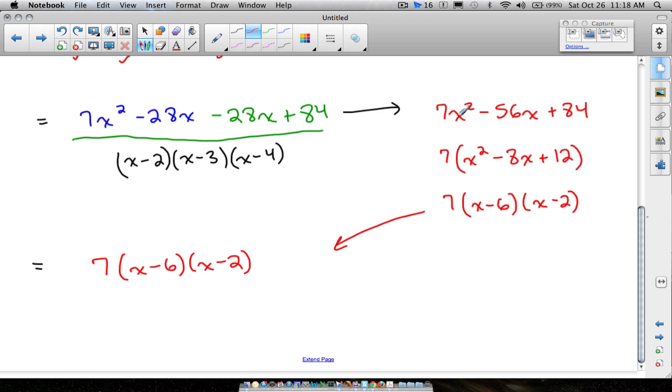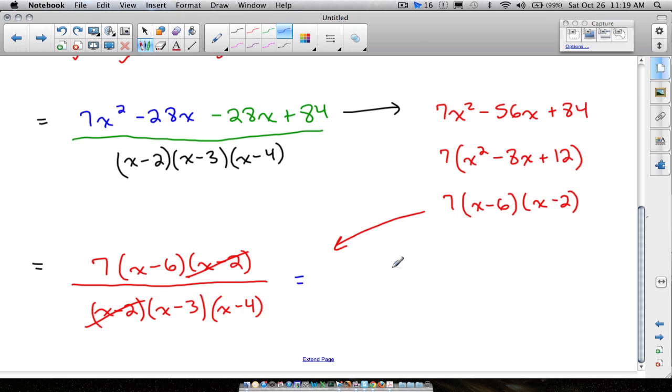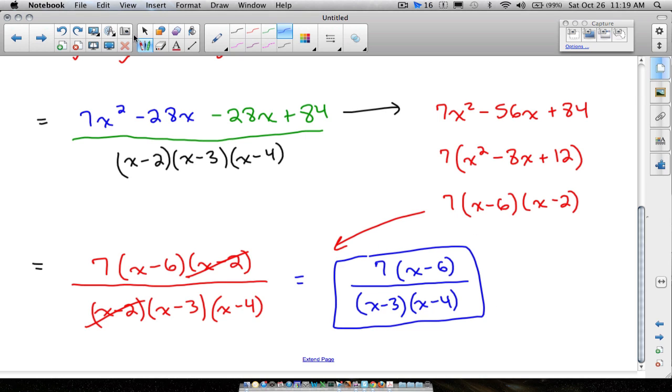Again, that was from us simplifying, factoring, and all that stuff. And then at the bottom we have x minus 2, x minus 3, x minus 4. Prime example of why you need to simplify the top. Because now notice, since everything's getting multiplied at the top, and everything is getting multiplied at the bottom, you can cancel out the x minus 2's. Therefore, our final answer is 7 times x minus 6 over x minus 3 times x minus 4. Totally simplified. That's our final answer.